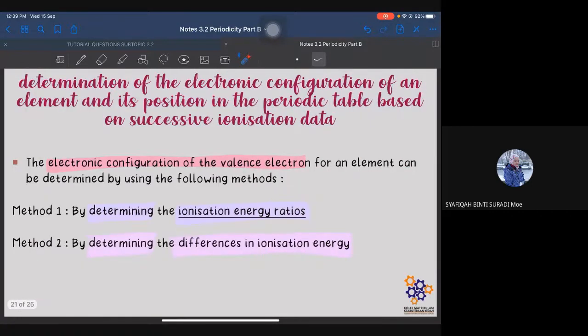Okay. Now, disebabkan kita boleh tahu ada sudden increase tu kan. So, kita boleh determine the electronic configuration of an element dan juga position in the periodic table just based on the successive ionization energy data. So, ada dua method lah. Yang pertama, kita boleh determine the ionization energy ratios. Dan yang kedua, kita boleh determine the difference in ionization energy. Which I prefer you to use this ratio lah compared to the difference. Okay, I will tell you why.